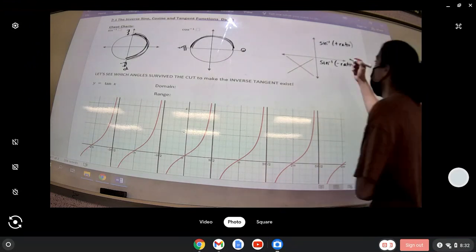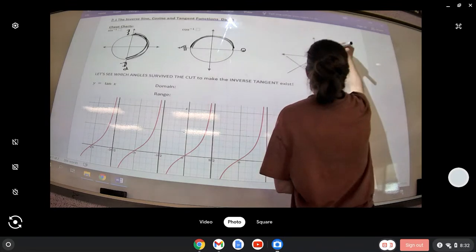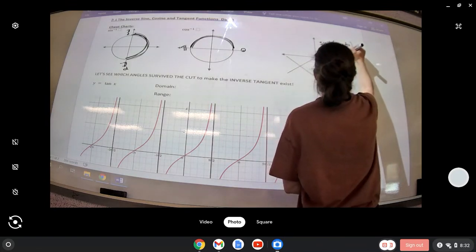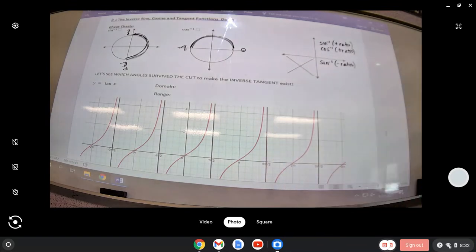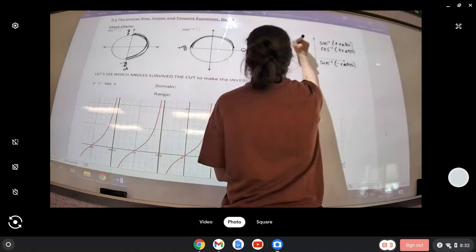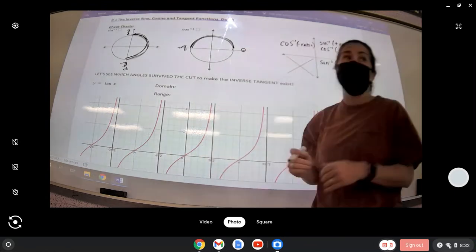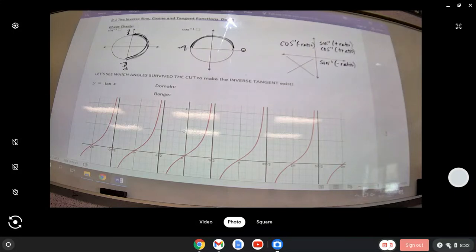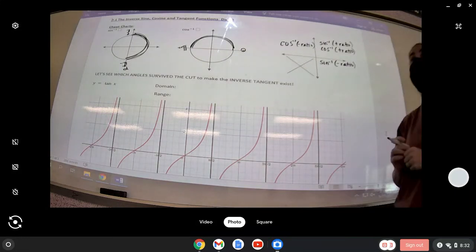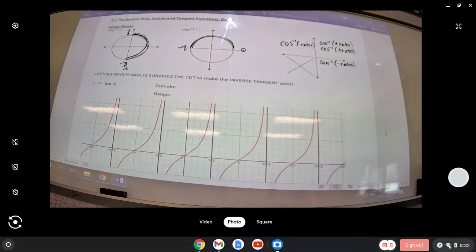And then if you take the inverse cosine of a positive ratio between 0 and 1, it's going to spit out a quadrant 1 angle between 0 and pi over 2. And if you take the inverse cosine of a negative ratio between 0 and negative 1, it's going to spit out an angle in quadrant 2 between pi over 2 and pi.